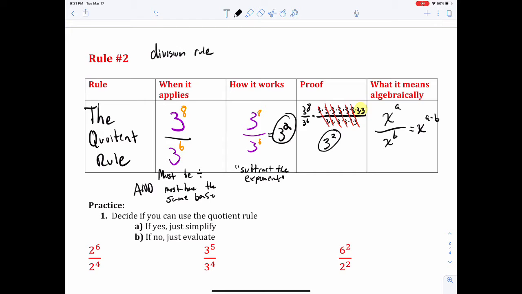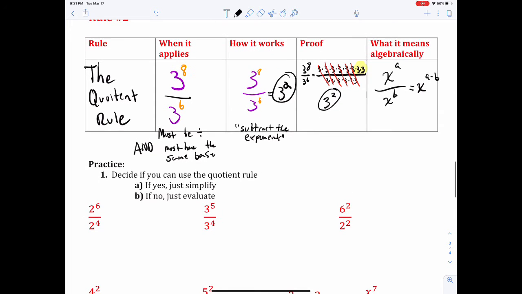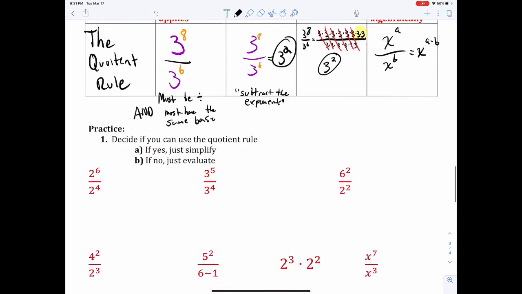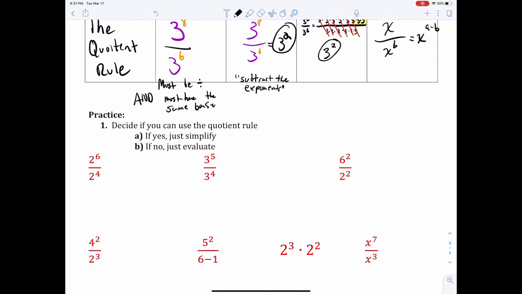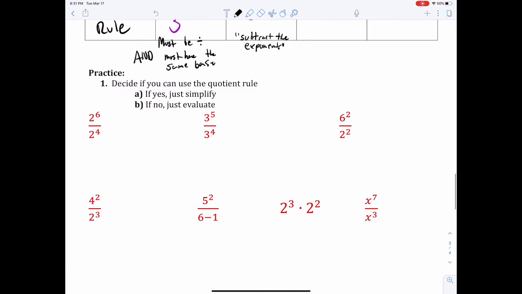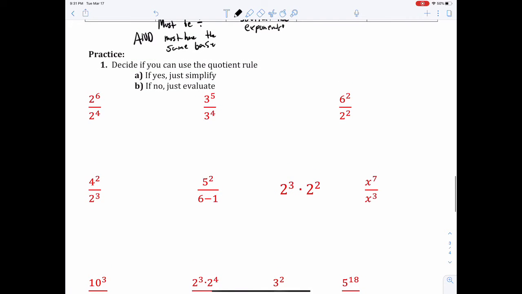We're going to do one more practice grouping together, and I'll show you a little bit with the calculator, and then I'll let you try the assignment for tonight. And it's much shorter, don't you worry. Okay, so first step, decide if you can use the quotient rule. Sometimes we can't. We have to be dividing by the same base. If yes, just simplify. If no, just evaluate. So again, I'll do a couple with you here, and we will take it from there.